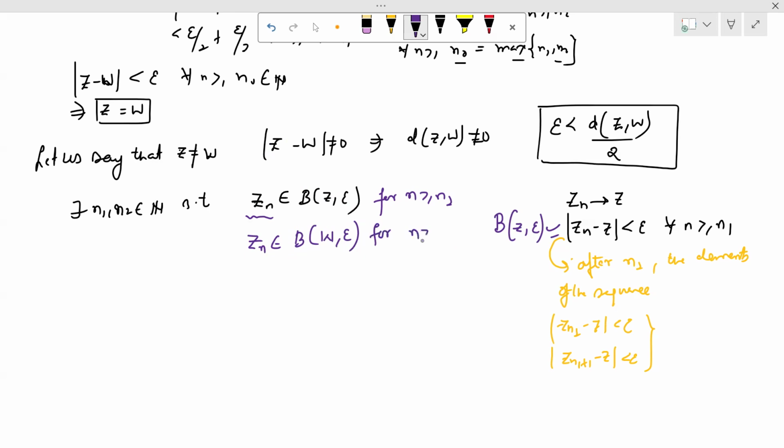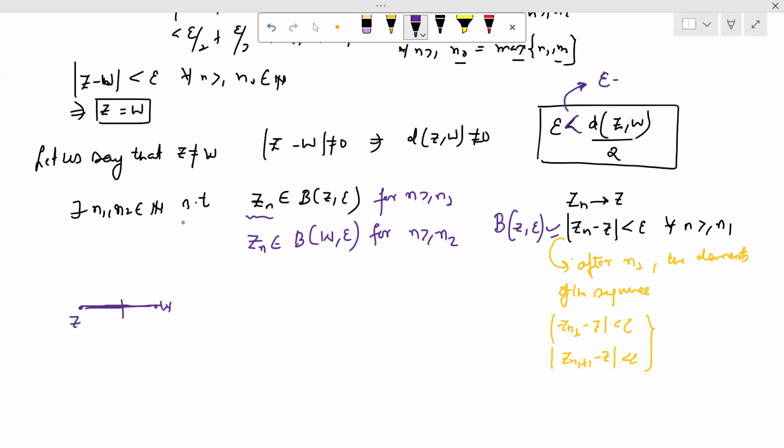And don't forget, what is your epsilon? Your epsilon is d(Z, W) divided by 2. That is, if this is Z and this is W, whatever be the distance between them, we'll take half of that, and also less than it. So we'll take a distance which is less than half of the distance between Z and W. So what we have done here is we have chosen an epsilon.